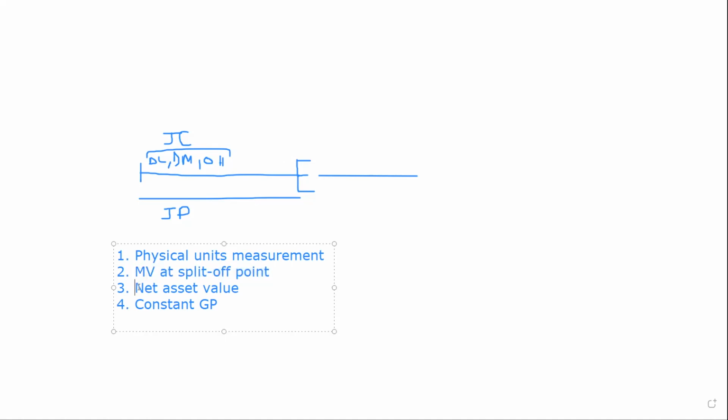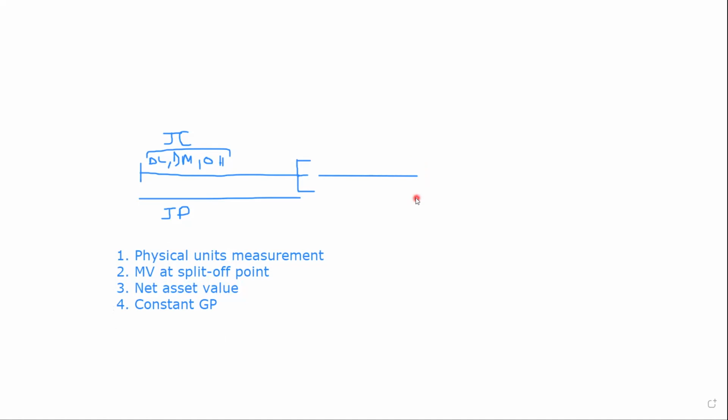Then we have the net asset value method. The net asset value method is saying we may not have a market value at split off point, but we do have a market value after further processing costs.